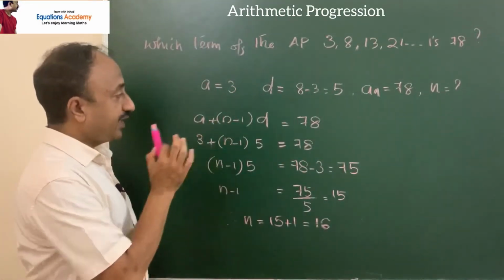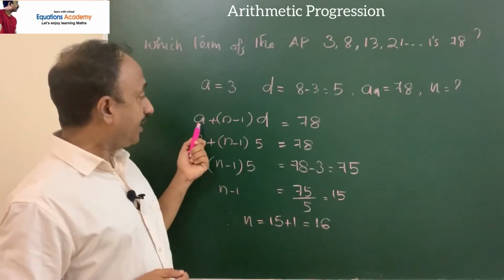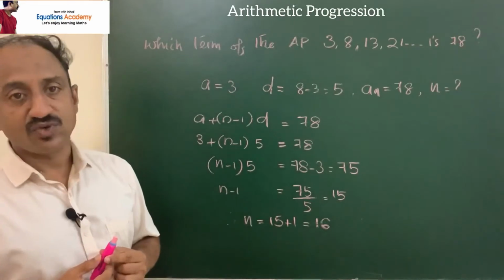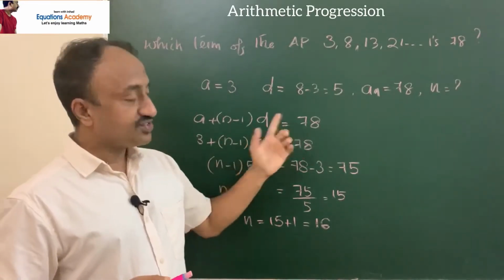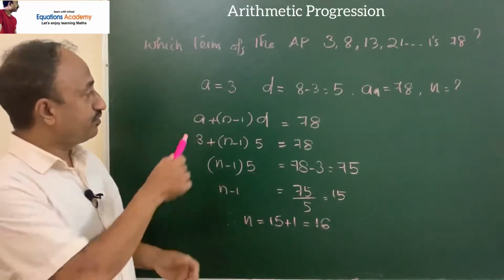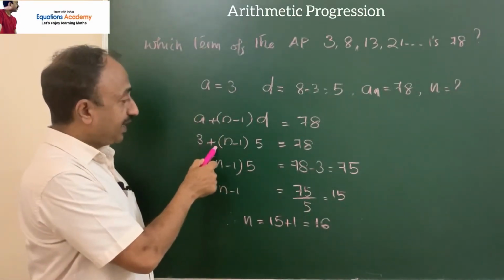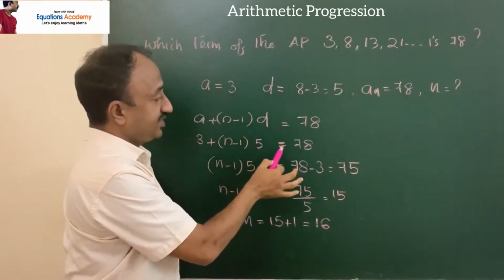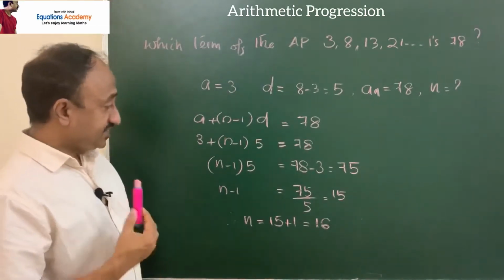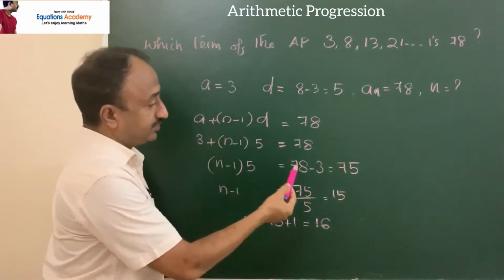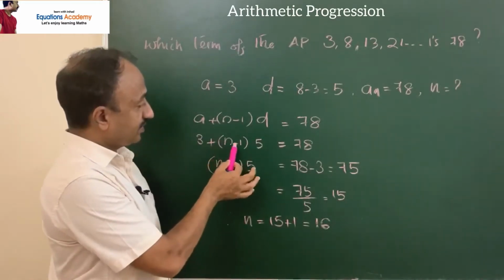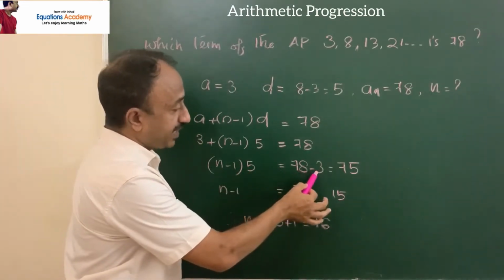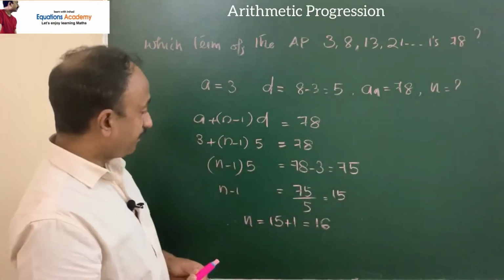So we know that a_n equal to, what is the formula? a plus (n minus 1) into d. a_n is equal to a plus (n minus 1) into d, that is equal to 78. We will substitute the values of a equal to 3, 3 plus (n minus 1) into d equal to 5, so 5 is equal to 78. Next step, this plus 3 will go there, so it will be minus 3. So the remaining part is (n minus 1) into 5 is equal to 78 minus 3. 78 minus 3 is 75.